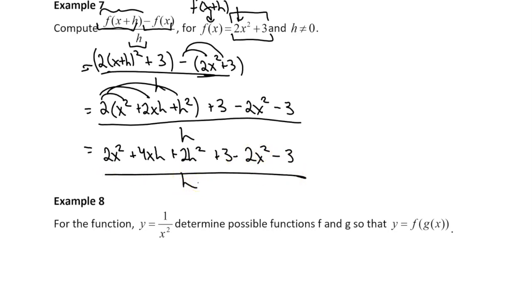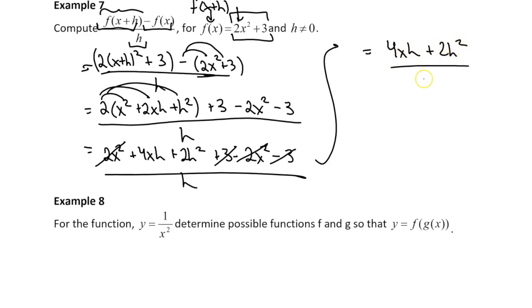And then if you start to join some like terms on the top, let's see what happens. 2x squared, those go away. 3 and 3, those go away. And we're just left with now something that would say 4xh plus 2h squared over h. And so they all have an h in common, which means we could factor and reduce out an h. And so if you do that, you'd be left with 4x plus 2h as your final answer.